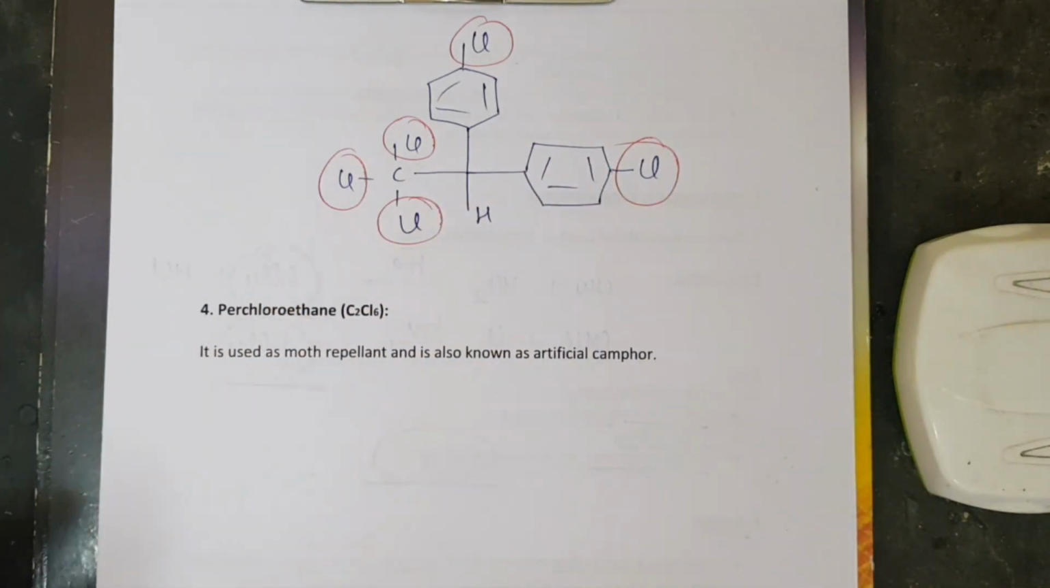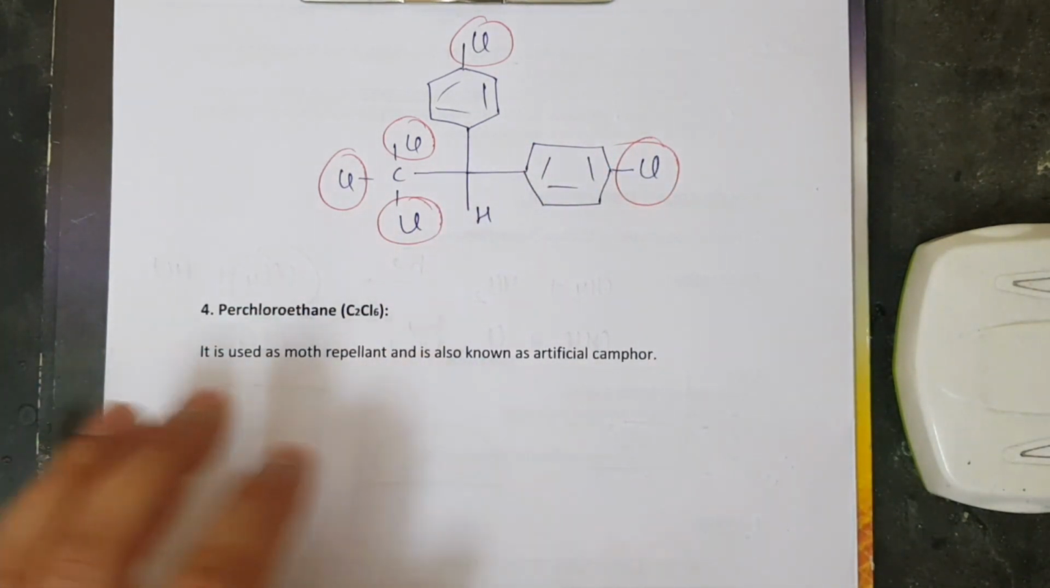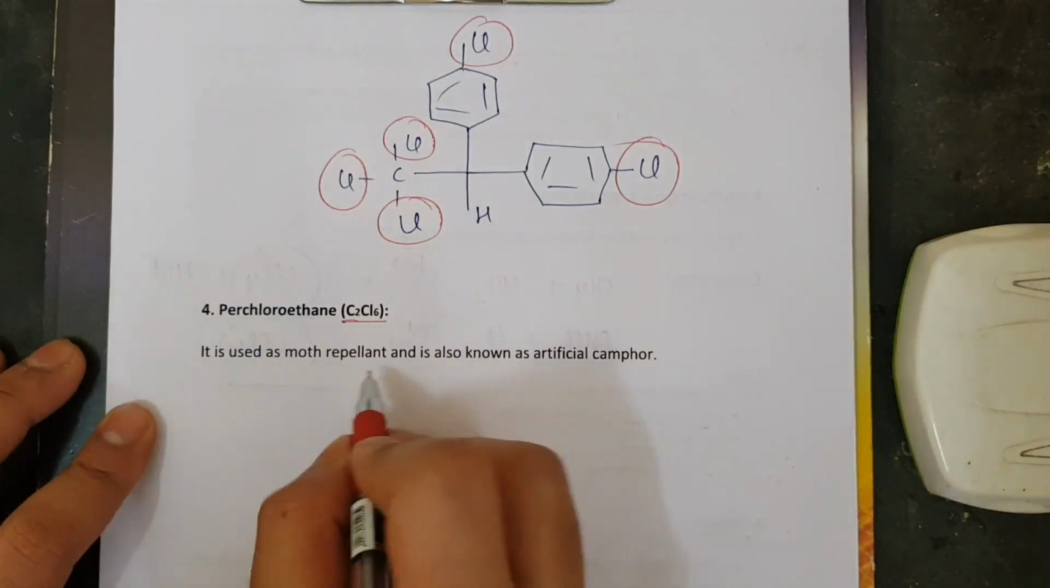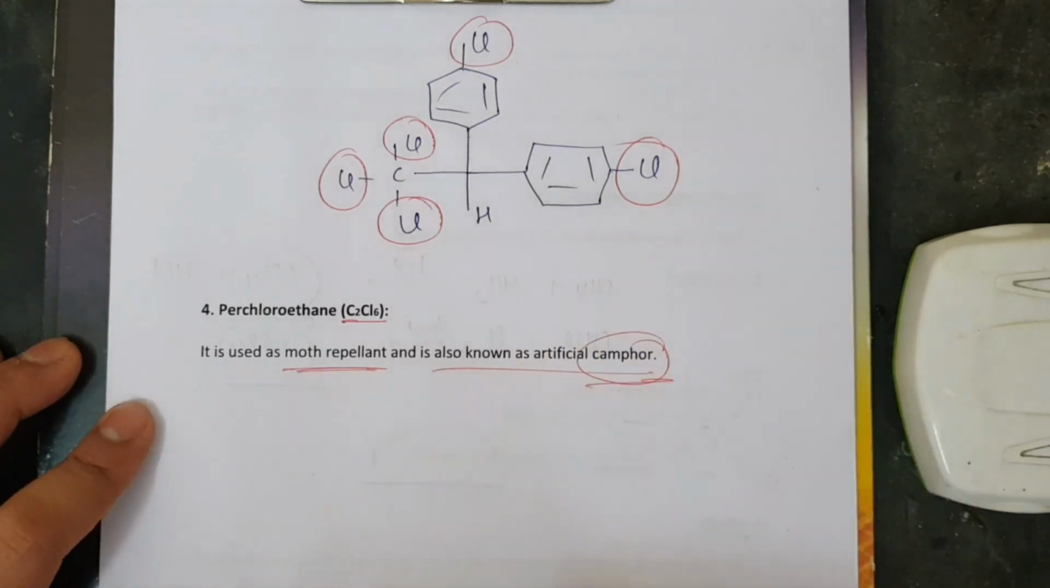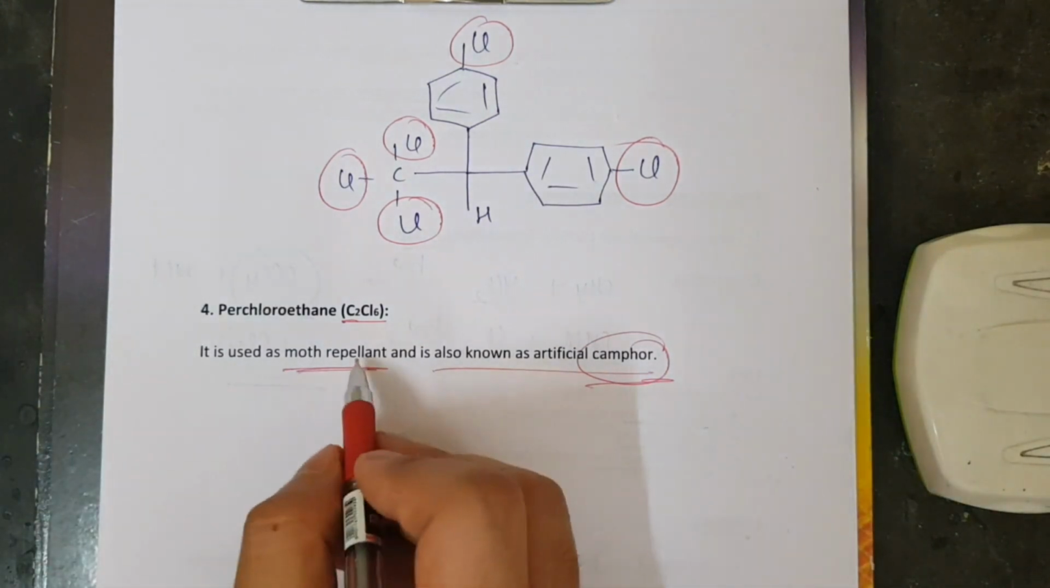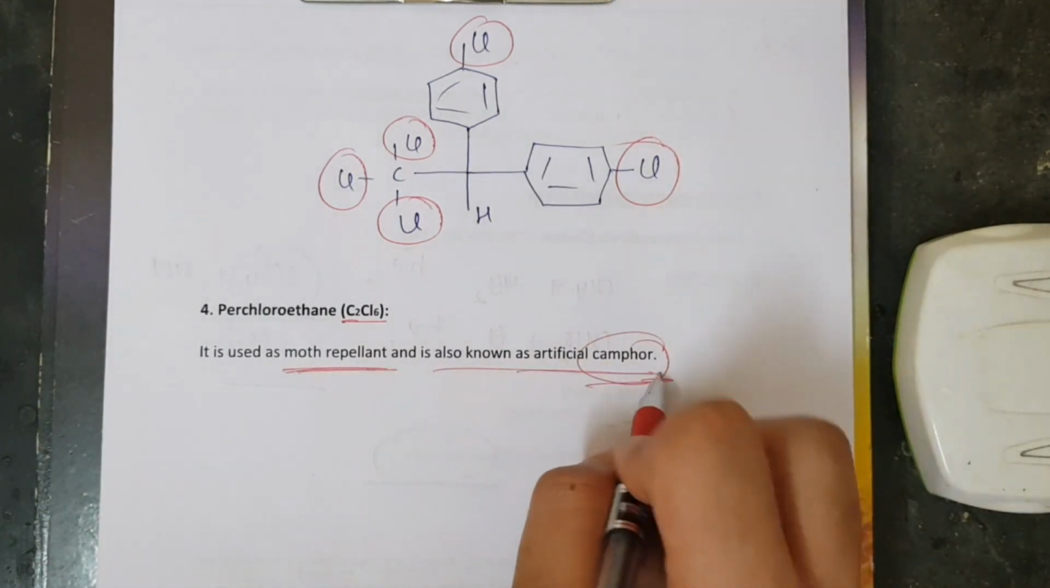The last part is perchloroethane, which is C2Cl6. It is used as a moth repellent and it is also known as artificial camphor. In Hindi, what do you call it? Kapoor, camphor. It is used as a moth repellent and artificial camphor.